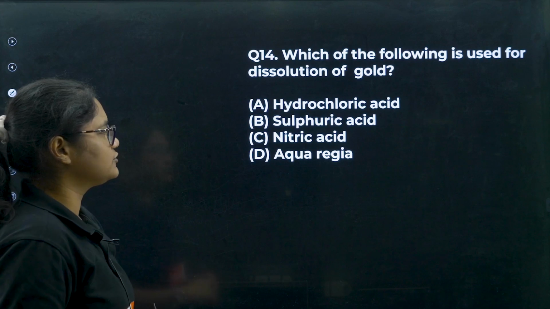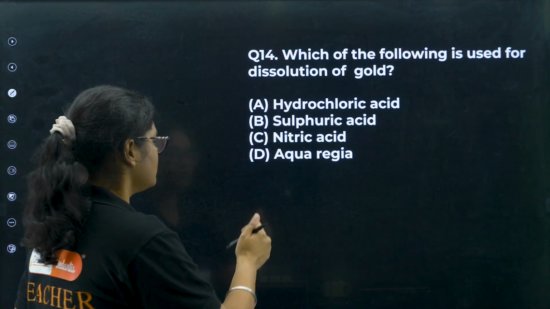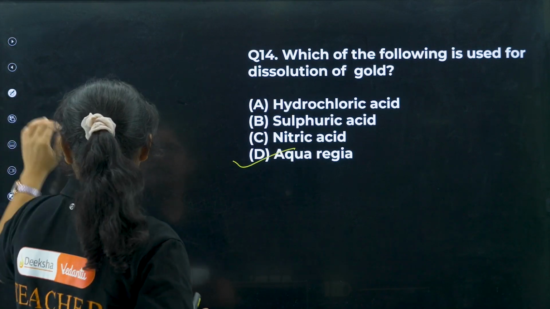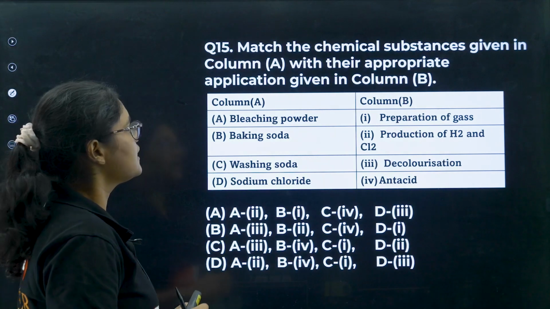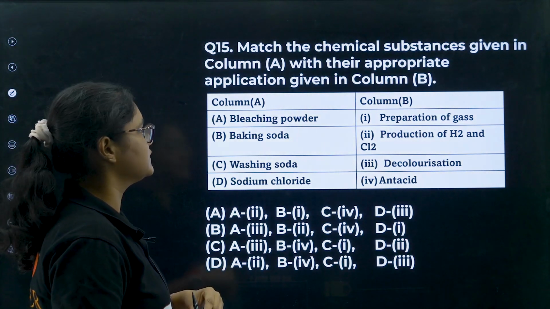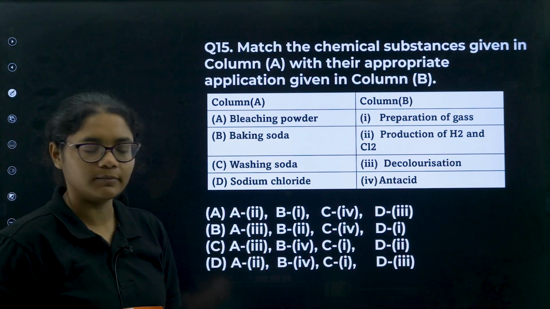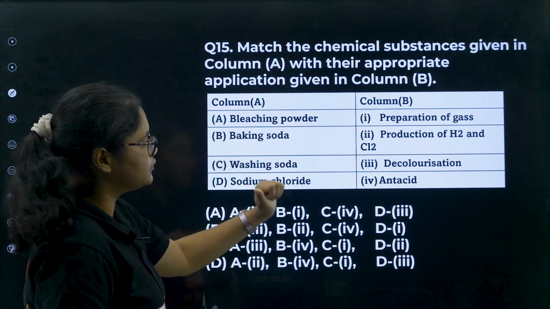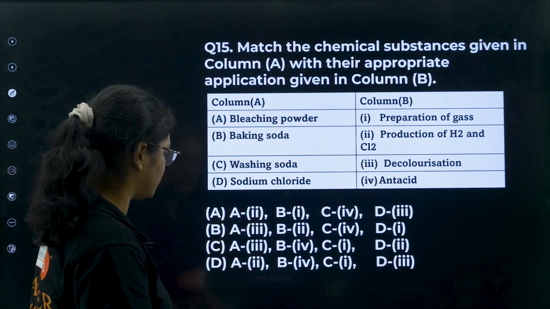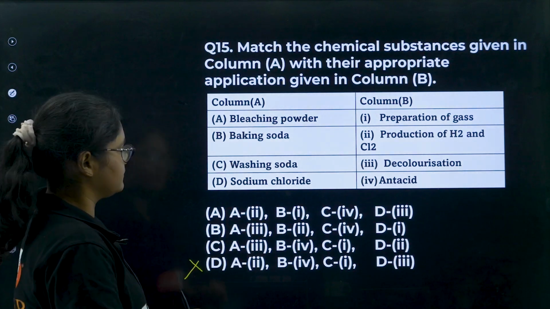Which of the following is used for the dissolution of gold? We all know that it is aqua regia, right? It is a mixture of two solutions. Next, match the column substances given in column A with their appropriate application given in column B. Bleaching powder is used for decolorization, so A3, you can eliminate this option.